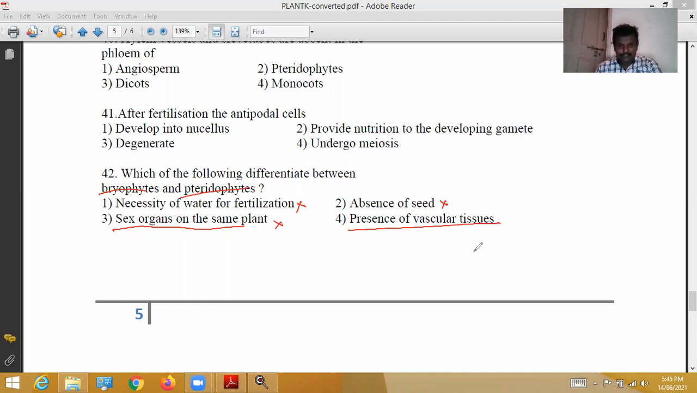If three options were wrong, ultimately the fourth option: presence of vascular tissue. Yes. In bryophytes, vascular tissue is absent. In pteridophytes, vascular tissue is well developed. So the correct option is the fourth option.